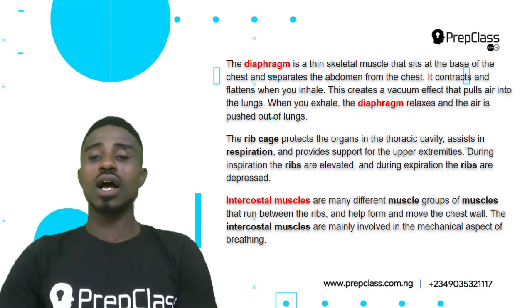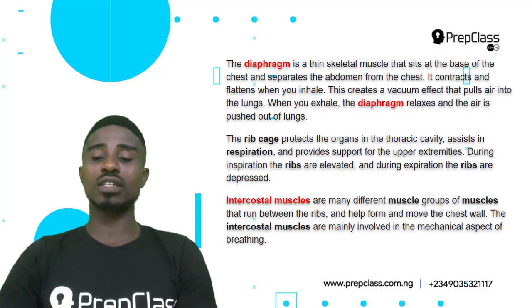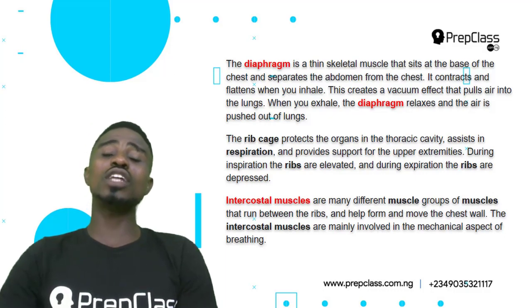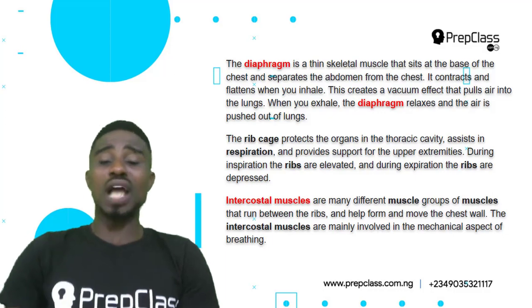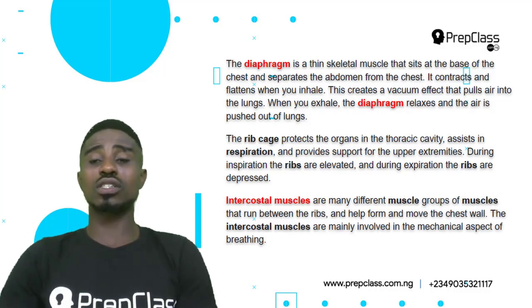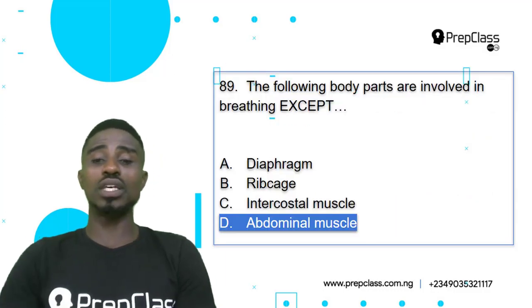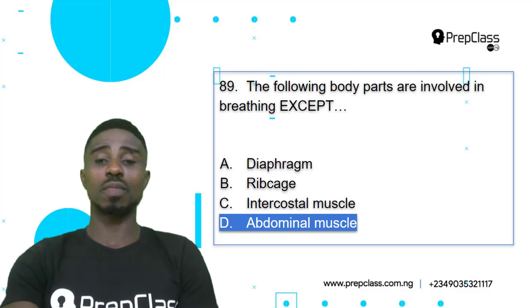Intercostal muscles are many different muscle groups that run between the ribs and help form and move the chest wall. The intercostal muscles are mainly involved in the mechanical aspect of breathing. So all of these take part in breathing, but the abdominal muscle doesn't have any feature in breathing. So our correct answer would be abdominal muscle because it doesn't take part in breathing.